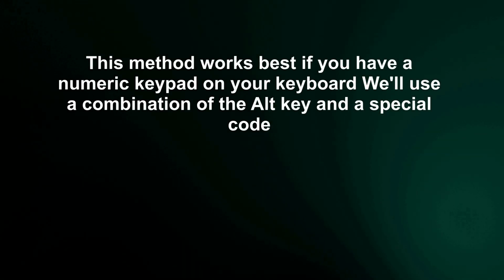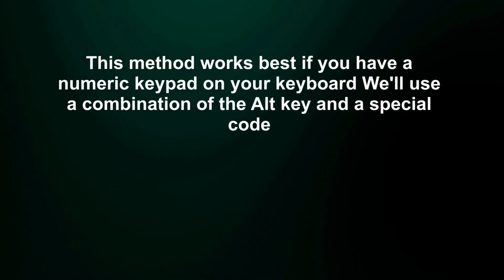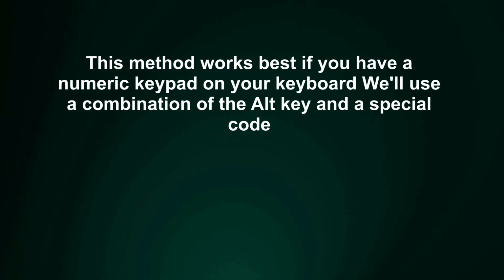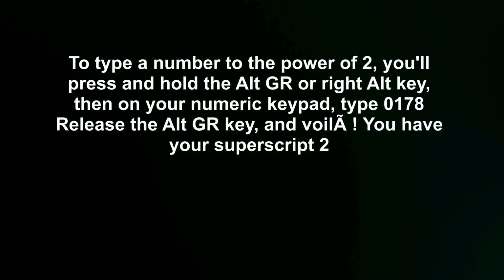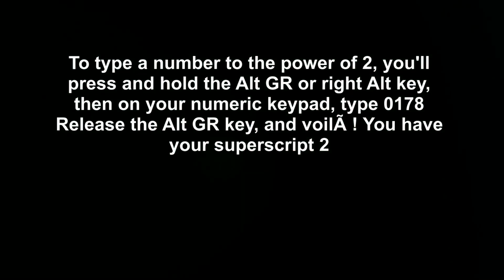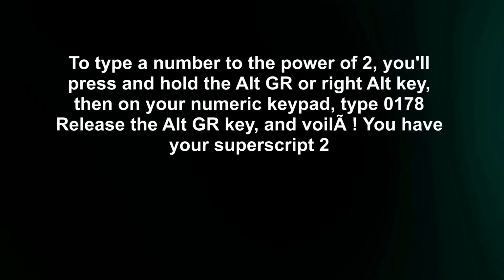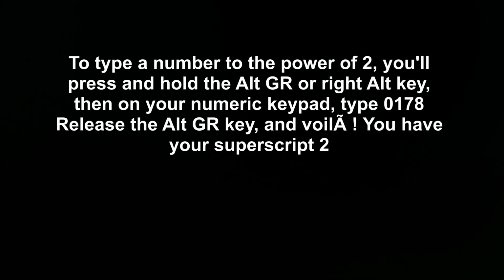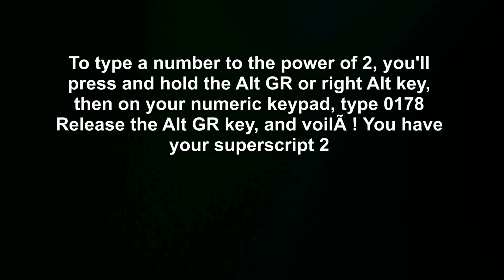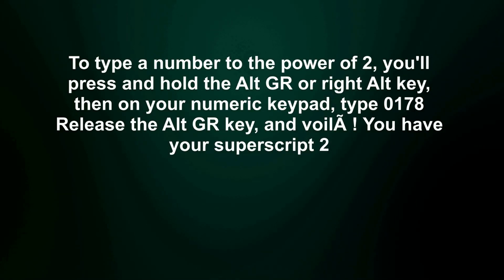The trusty keyboard shortcut. This method works best if you have a numeric keypad on your keyboard. We'll use a combination of the Alt key and a special code. To type a number to the power of 2, you'll press and hold the Alt-Gr or right Alt key, then on your numeric keypad, type 178, release the Alt-Gr key, and voila! You have your superscript 2.